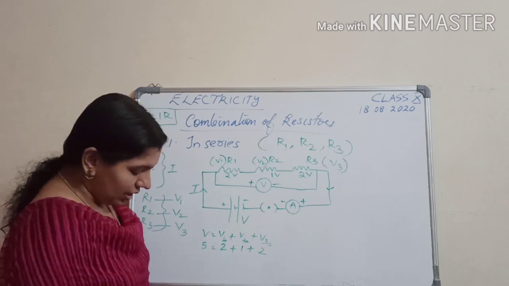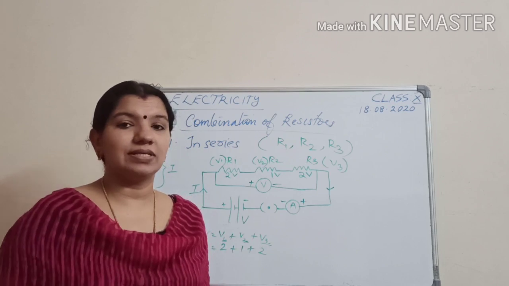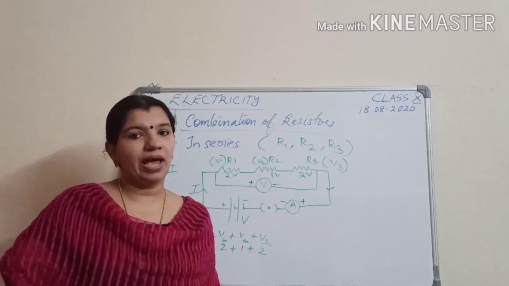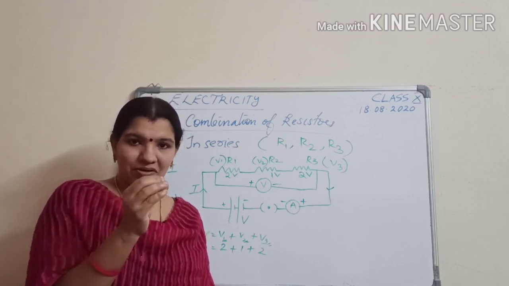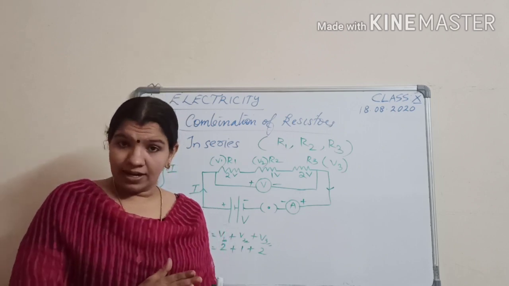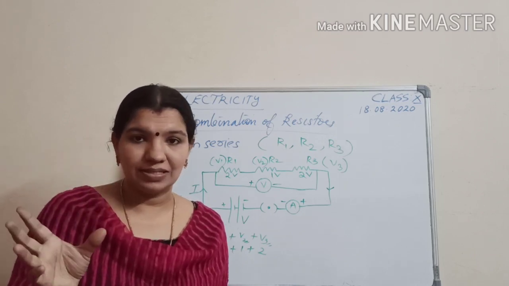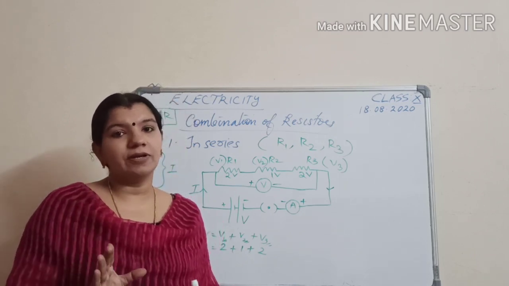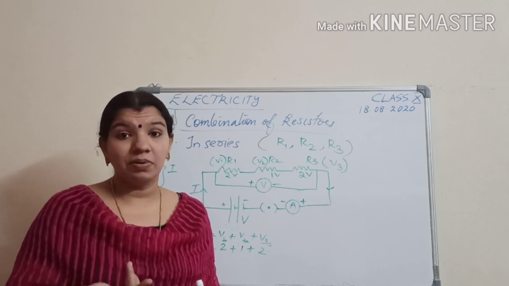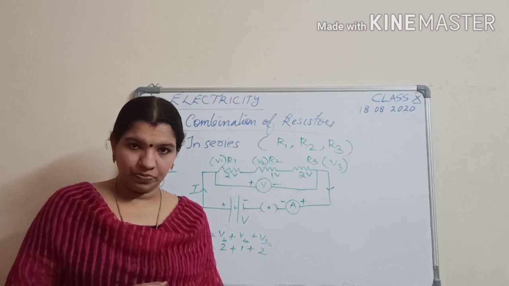Once again, this is a series connection. In a series connection, a large number of resistors can be connected in an end-to-end connection, that is, the end of one resistor is connected to the end of the other resistor. In a series connection, the current flowing through the circuit will remain the same for each resistor, whereas the potential difference will be different. It can be measured with the help of an ammeter as well as a voltmeter. Understand?